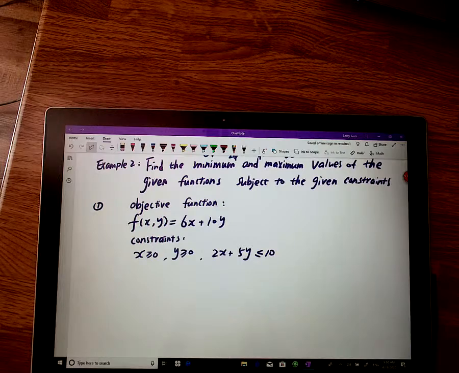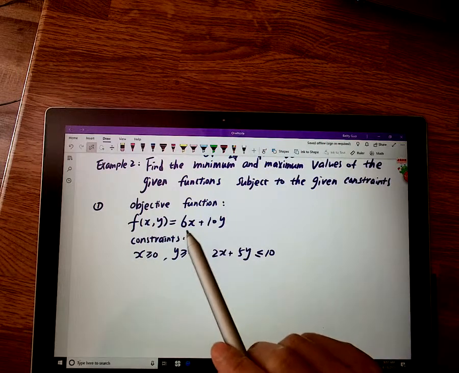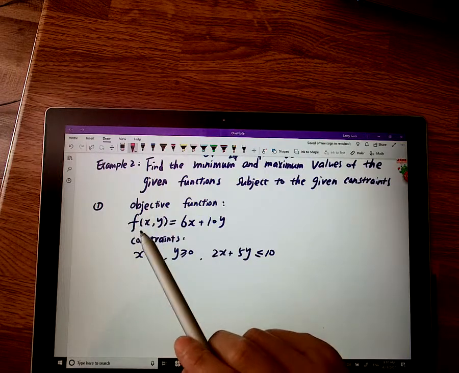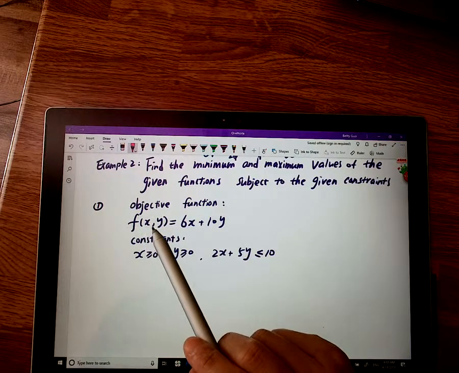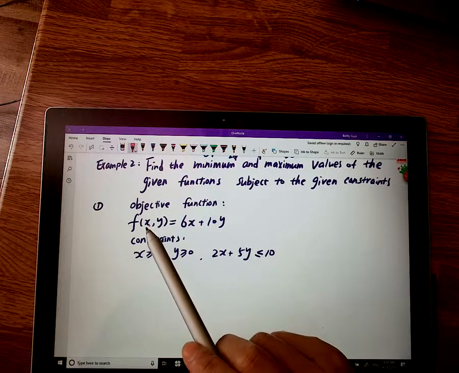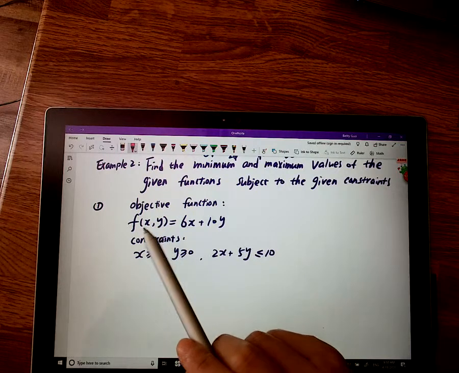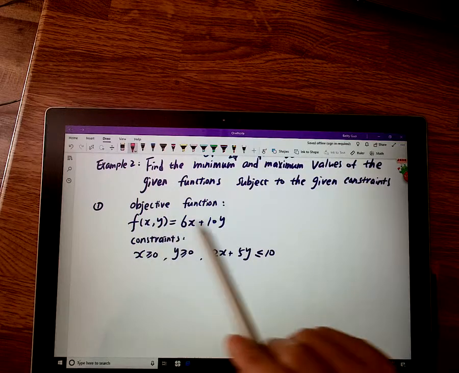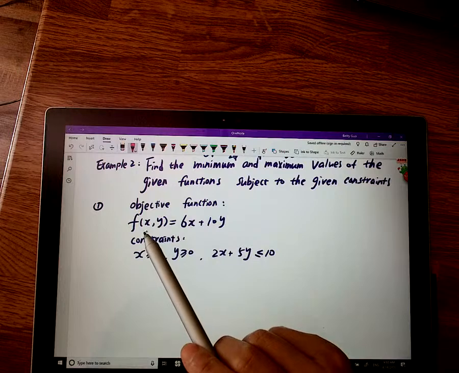The linear programming problem normally has 2 parts. Part 1 is the objective function, your goal, the function that you are going to optimize, either maximized or minimized. So here the objective function is given. It depends on 2 variables. This actually is a multivariate function. Multivariate function means the function has more than 1 variable. So here there are 2 independent variables.